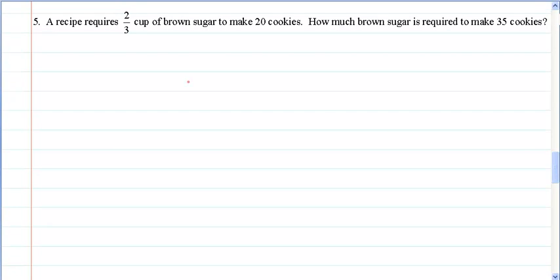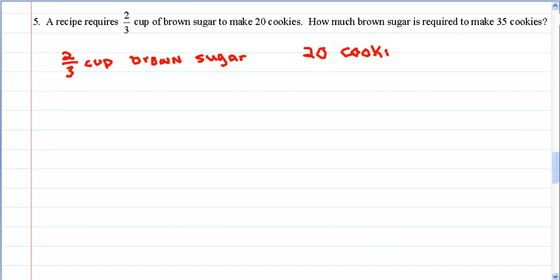For number 5, a recipe requires 2/3 a cup of brown sugar to make 20 cookies. How much brown sugar is required to make 35 cookies? So I'm going to write this out as 2/3 a cup of brown sugar is for 20 cookies. Since we're being asked to find how much brown sugar is needed for 35 cookies, I'm going to put x here to represent the brown sugar for 35 cookies.